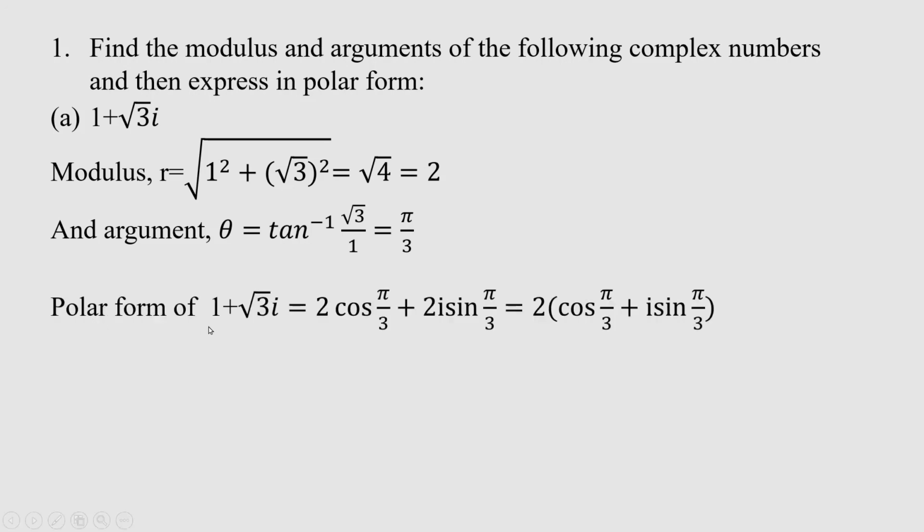Now the polar form of the complex number 1 plus root 3i is equal to x plus iy, and x is equal to r cos theta. Here r is 2 and theta is pi by 3. So 2 cos pi by 3 plus i y, and y is equal to r sin theta. r is 2 and theta is pi by 3 here. Taking 2 as common, we can write cos pi by 3 plus i sin pi by 3. Okay, this is the polar form of the complex number.